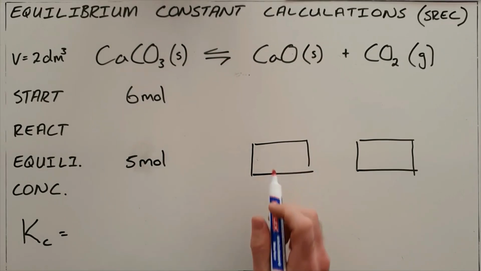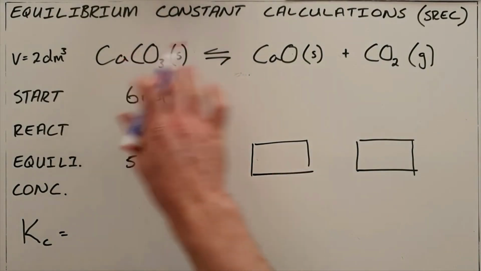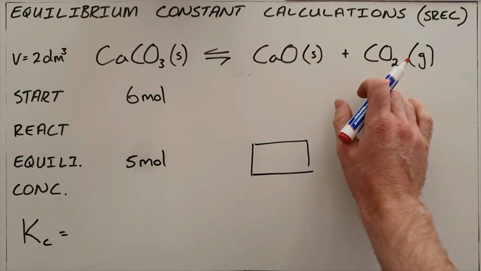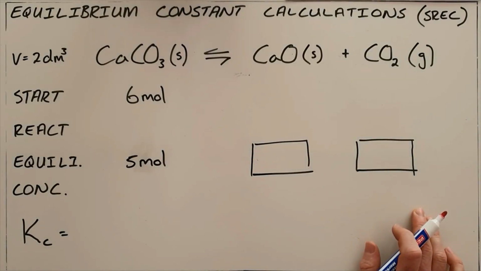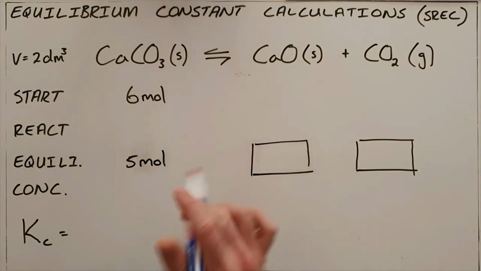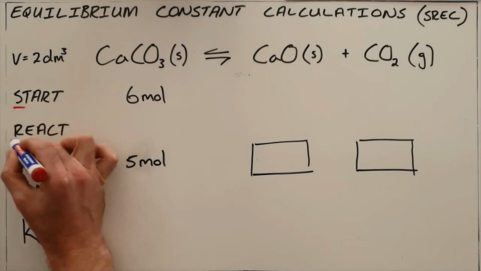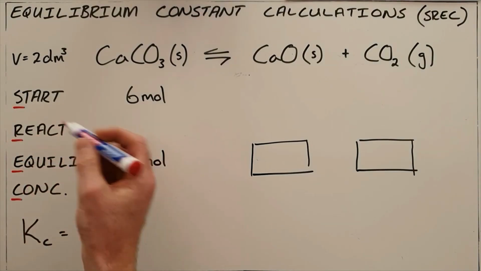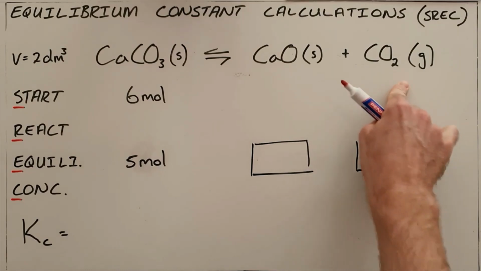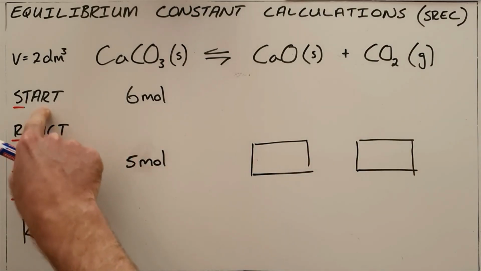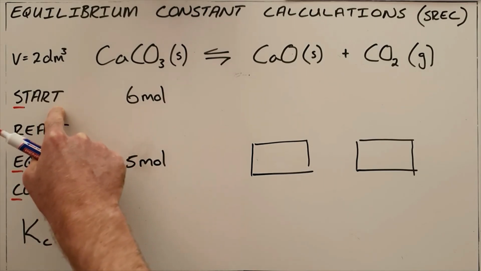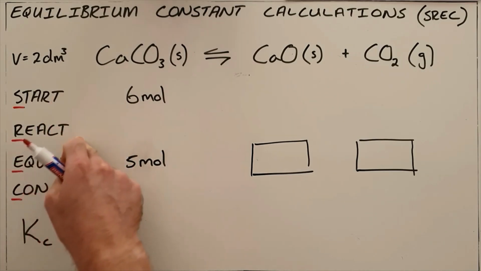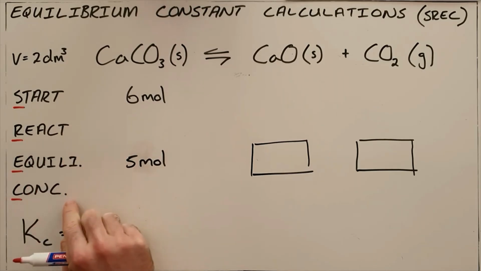So the reaction reaches an equilibrium where the amount of each substance present remains constant, and we need to be able to do calculations to determine what those amounts are. The simplest way to do this is to draw up what is called a SREC table. It is just an easy way of remembering that the SREC table should have the equation at the top, the amount of substance that you start with for each reagent in the reaction, the amount that reacts, the amount that you find at equilibrium, and then the concentration.